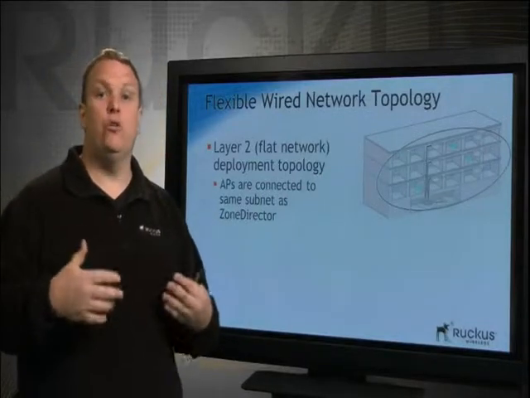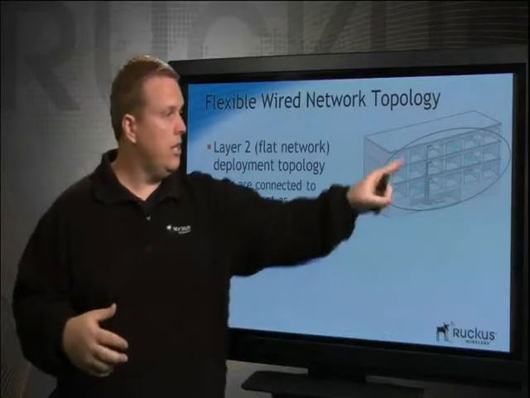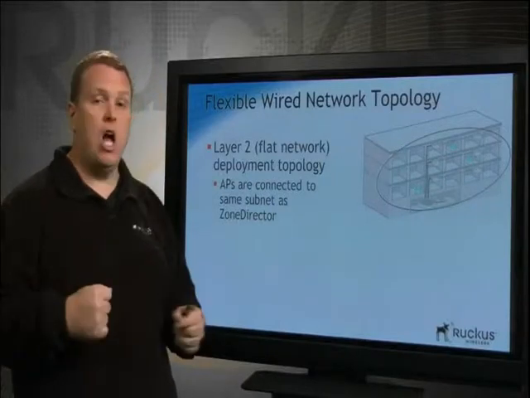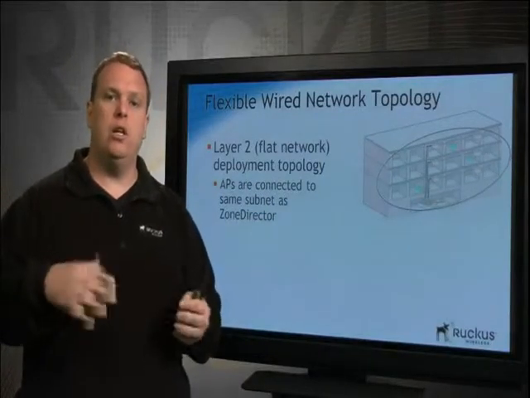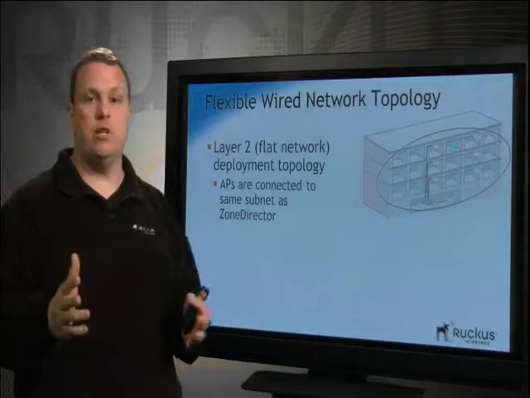As far as flexibility on the wired side, the easiest one and the most common is just a layer 2 flat topology. What this means is all your access points are just connected by wire, of course, to your Ethernet switch. Nothing really complicated there. Once you plug it in, the access points contact the ZoneDirector like we saw in the last slide. Everything's up and running.